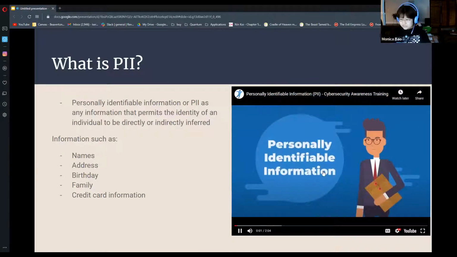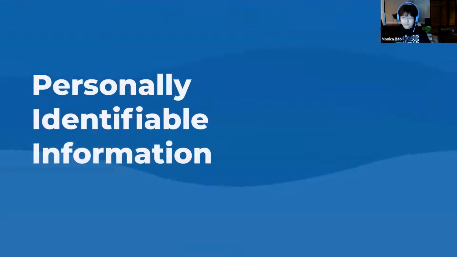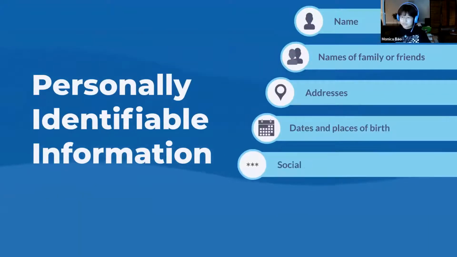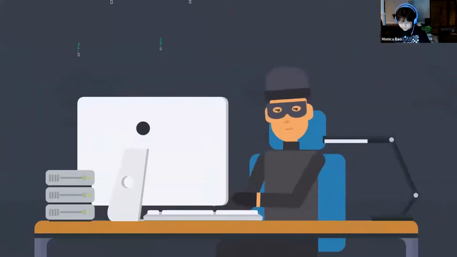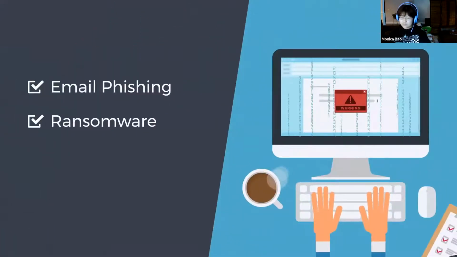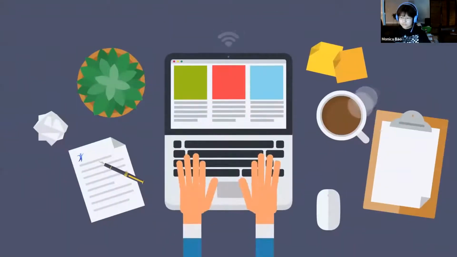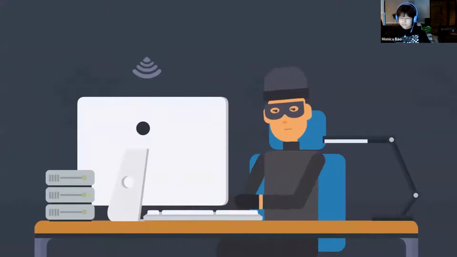Personally identifiable information. What is PII? PII is personally identifiable information that includes a person's name, the names of family or friends, addresses, dates and places of birth, social security numbers, account numbers, and even employee ID numbers. A personal data breach occurs when PII is released to an unauthorized actor through email phishing attacks, ransomware, and even exploiting a victim's digital footprints. A digital footprint could be a potential piece of PII that exists on the internet as a result of a person's online activity, easily harvested and then exploited by a threat actor.